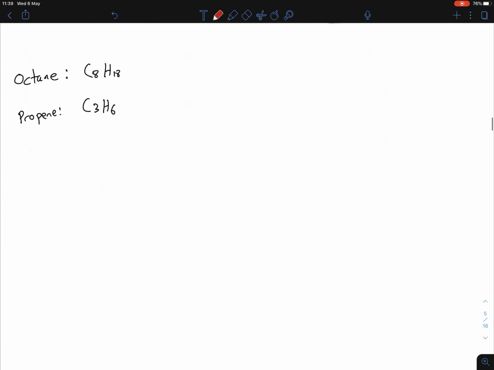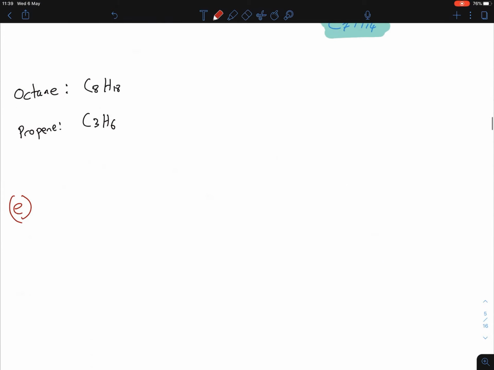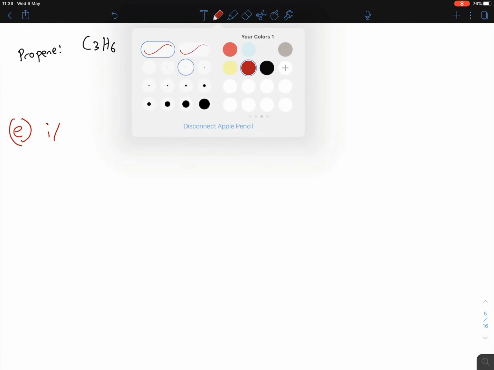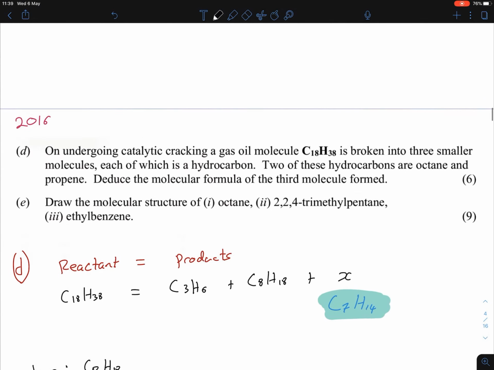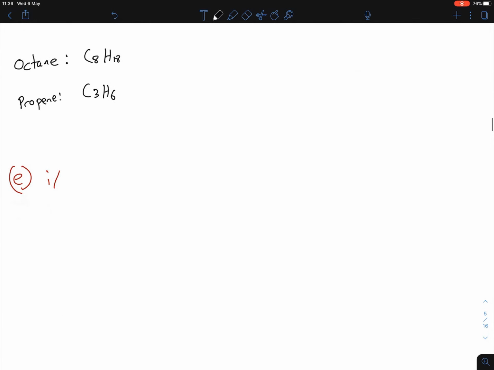Okay, so I'm going to go on to part E now. And let's read what E is asking us. So E, draw the molecular structure of octane, 2,2,4-trimethyl pentane, and ethyl benzene. Okay, we've seen these types of questions appear a few times now. So I think it was octane, wasn't this? It was octane. So the molecular structure, so look, you just draw out your 8 carbon atoms.